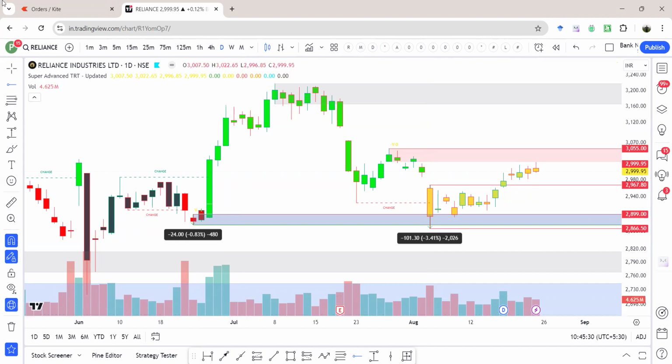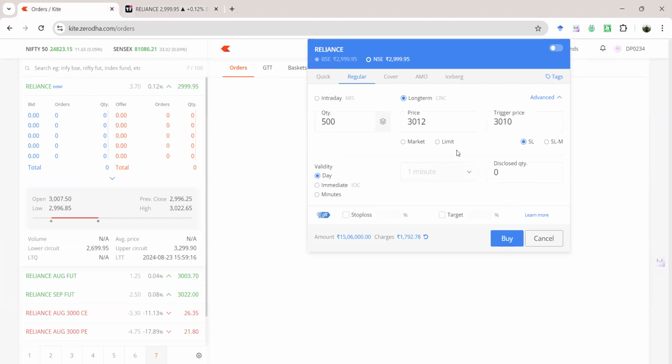So, any question about orders? Stop loss and stop loss market, both orders are covered. What is the main difference between stop loss and stop loss market? A stop loss market order is not applicable on all assets. Options don't take stop loss market orders. Therefore, we need to use a stop loss limit order.